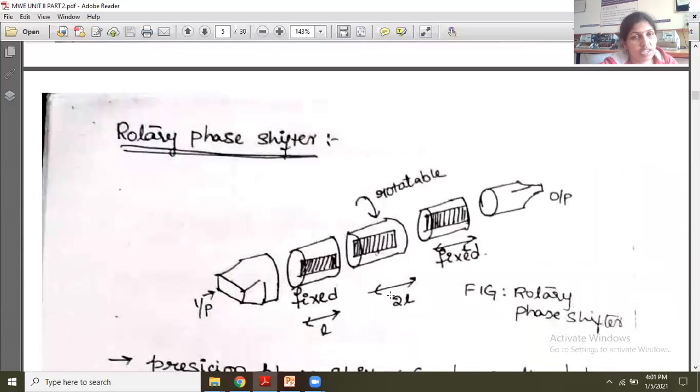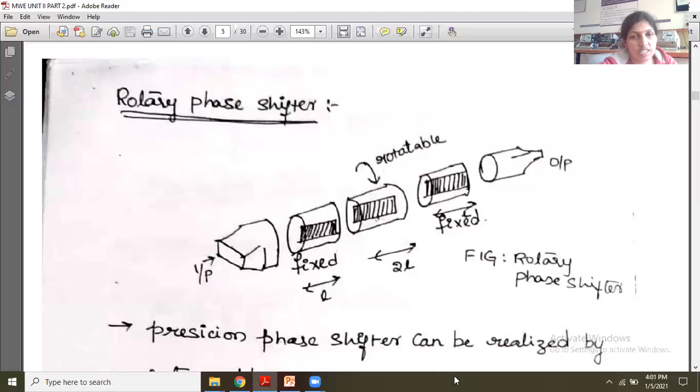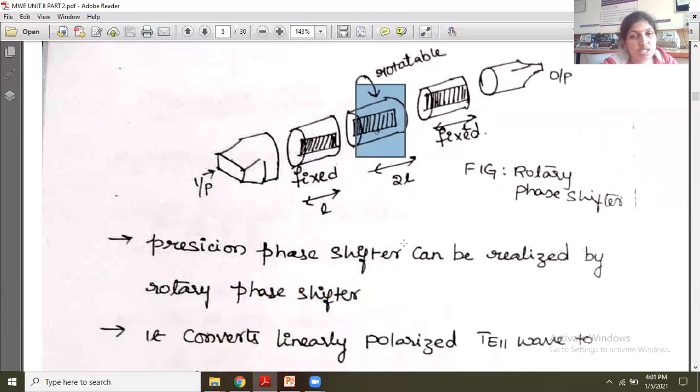The next type of phase shifter is the rotary phase shifter. The structure is similar to the attenuator, but the material present here will only shift the phase of the wave. These three pads, which provide attenuation in the attenuator, here provide only the phase shift. These lengths are standard lengths. This is a rectangular to circular waveguide converter, and this is a circular to rectangular waveguide converter. These two vanes are fixed and the center one is rotatable. Depending on the position, we will get different precision phase shifts.